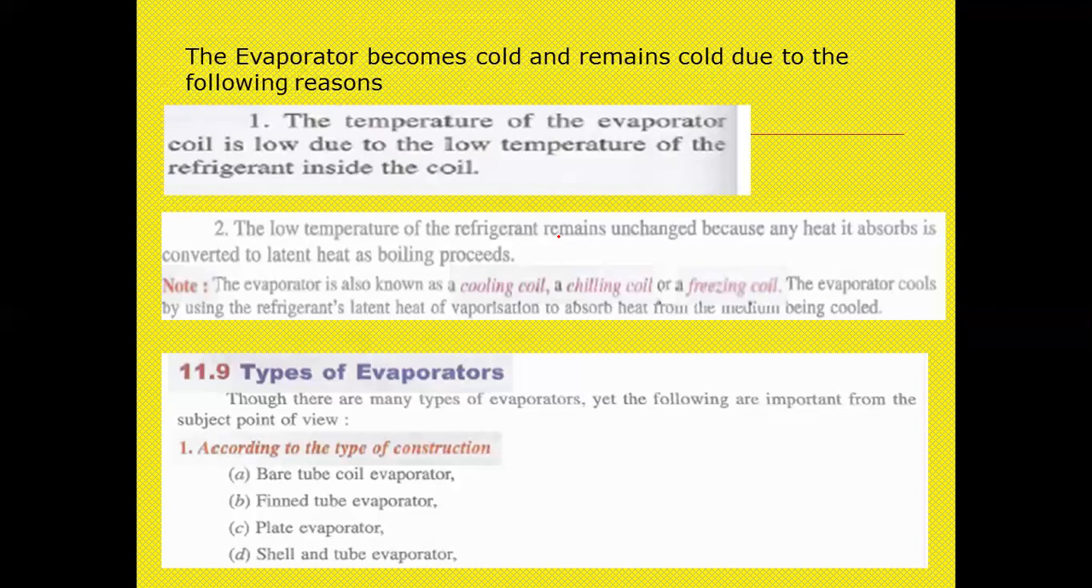So the first one is the bare tube coil evaporator, the second is the finned tube evaporator, the third is the plate type evaporator, and the fourth is the shell and tube type evaporator. We will discuss these four types of evaporators now. Next.